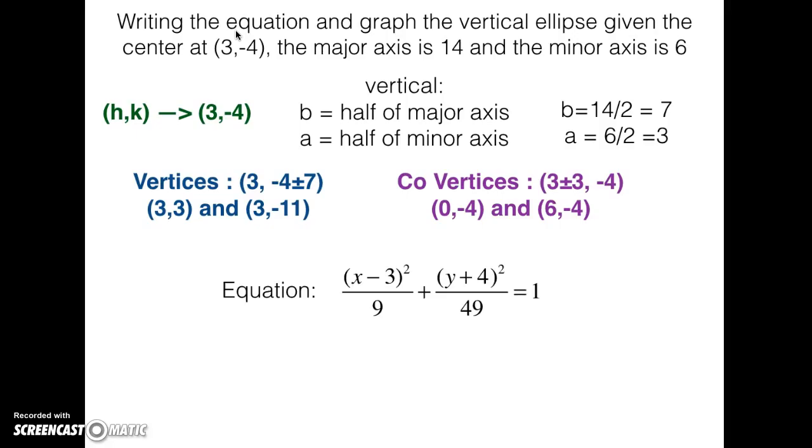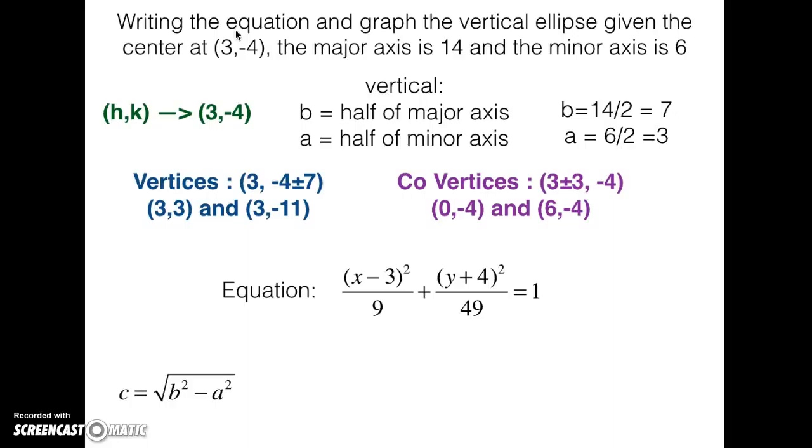To fill in all the pieces to the equation, we get x minus 3 squared over 9. 9 comes from the a value squared. And then y plus 4 squared over 49. 49 comes from the b value squared, equals 1.